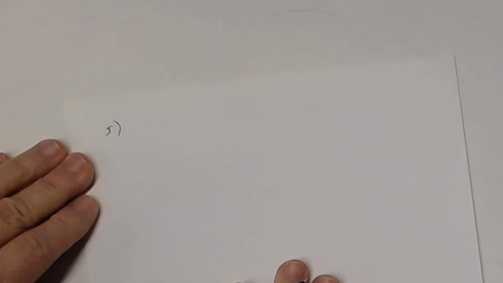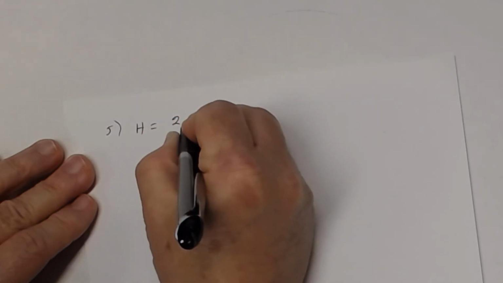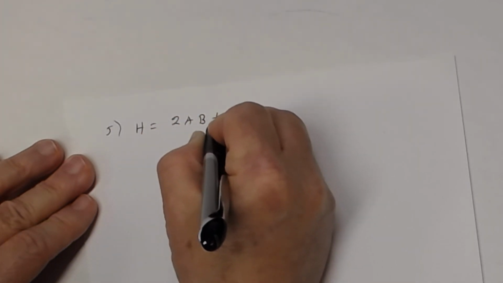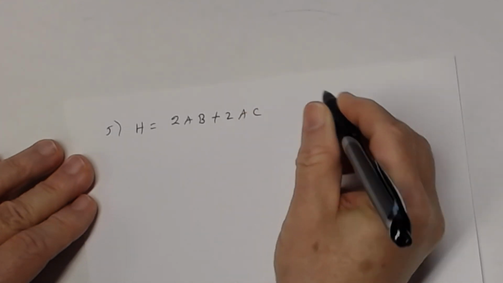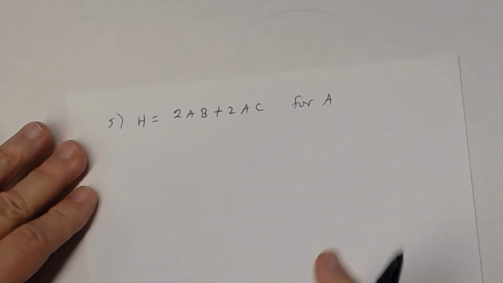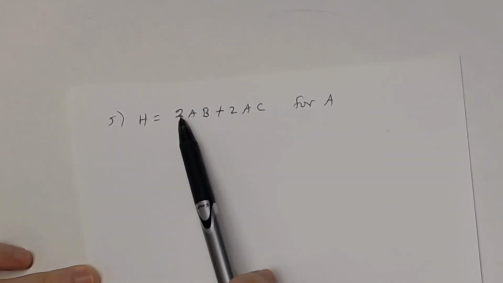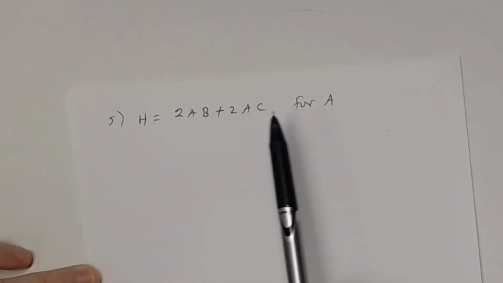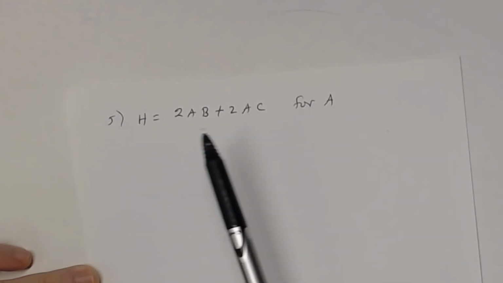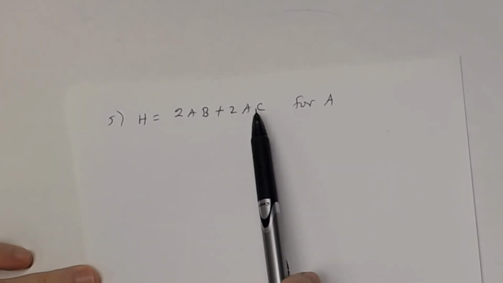Number 5, we have capital H equals 2AB plus 2AC. And I want to solve for capital A. All right, now, look at number 5 this time. On the right-hand side, the only side that involves the variable I'm looking for, this time the letter A is in two terms. It's in both of those terms.